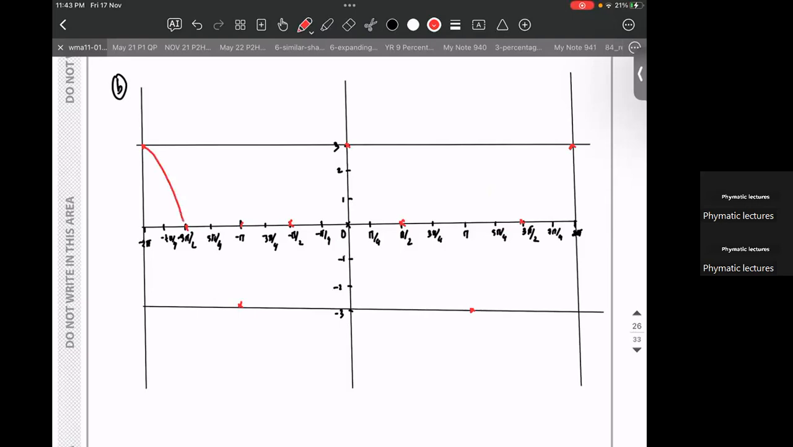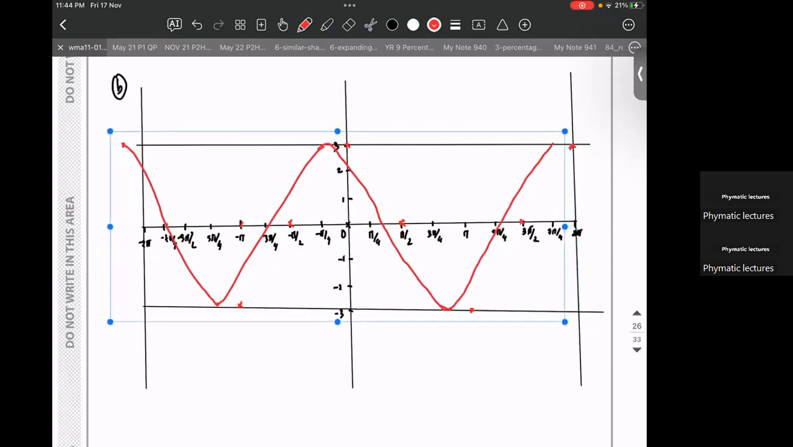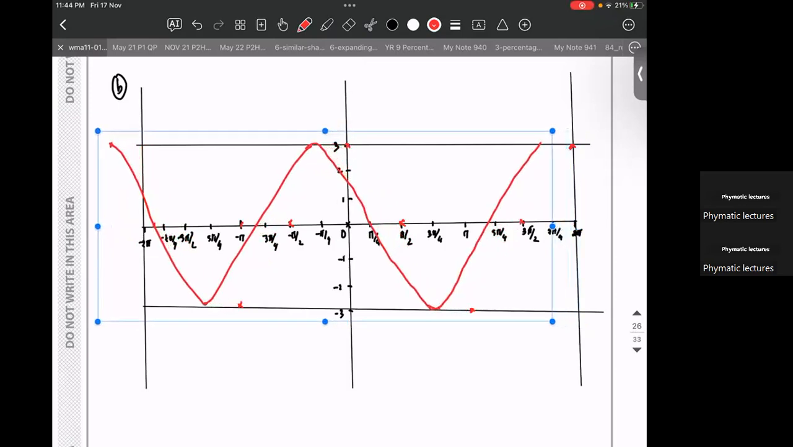So this is the normal graph of 3 cos x. Correct? Now we need to shift this pi by 4 unit to the left. So we did that now. We shifted this.